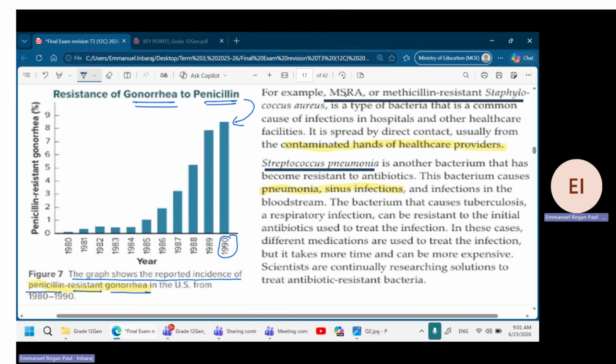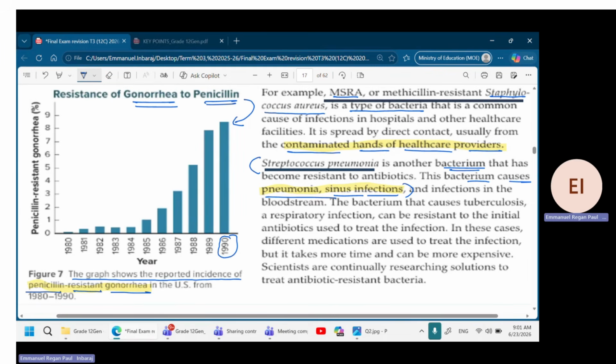And next is one more thing. MRSA. Staphylococcus aureus is a type of bacteria. And how does it spread? By contaminated hands of healthcare providers. And then you have another bacteria, Streptococcus pneumoniae. This bacteria causes pneumonia and sinus infections.